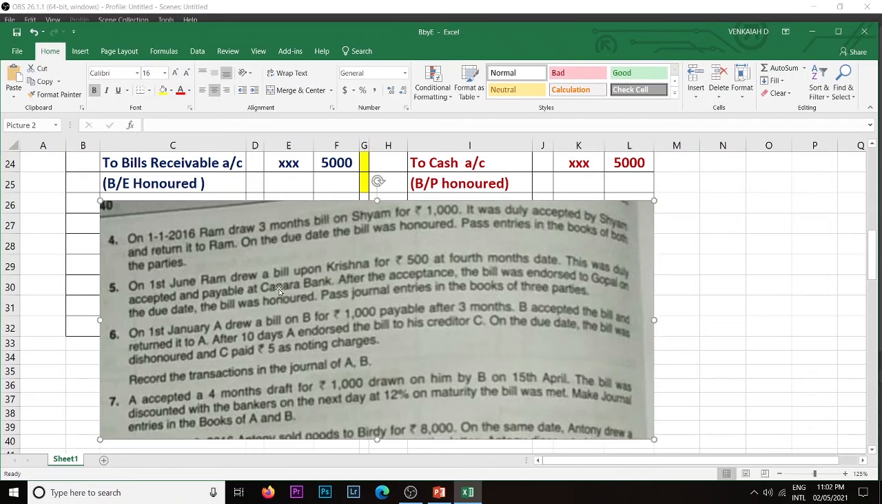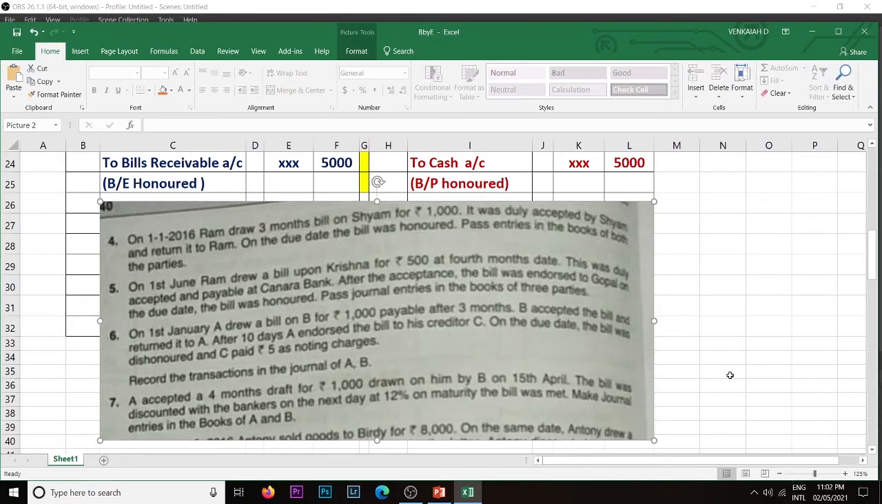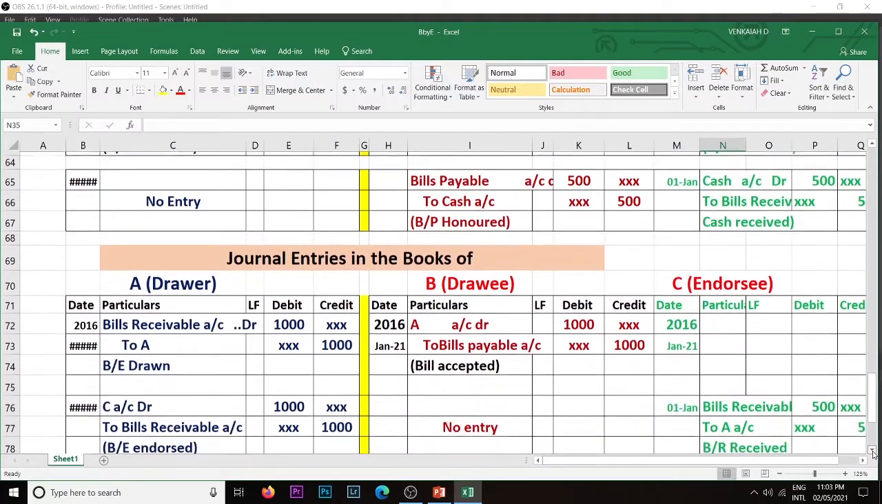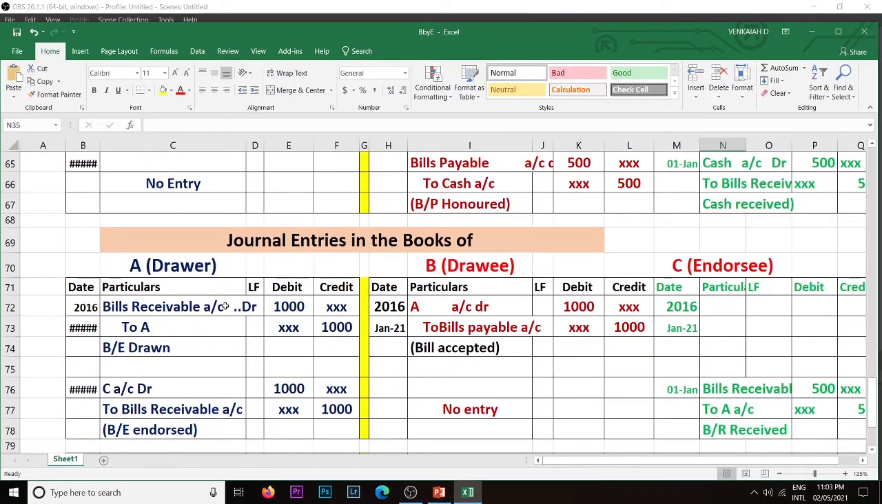Problem number 5 case is endorsed bill honored. Problem number 6 case is endorsed bill dishonored. Okay, look at that. Now journal entries. First we will write the transactions between A and B. For A it is bills receivable account debit to A account, bill is drawn. And it is B.